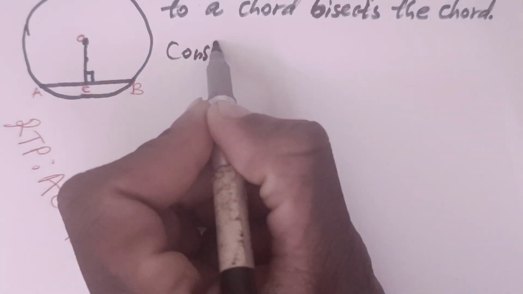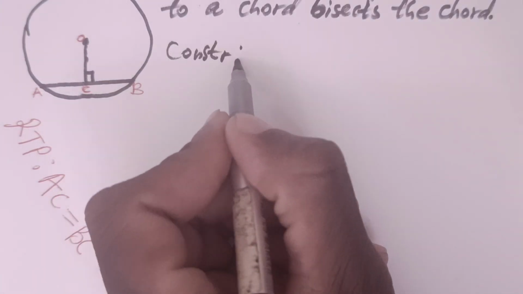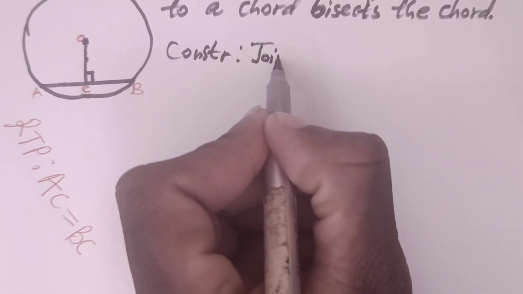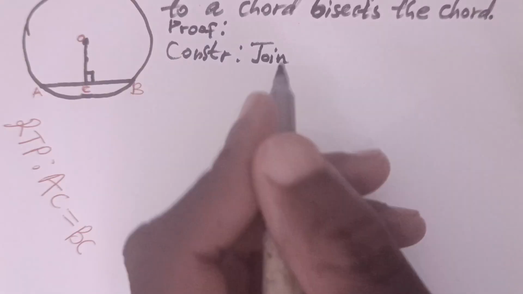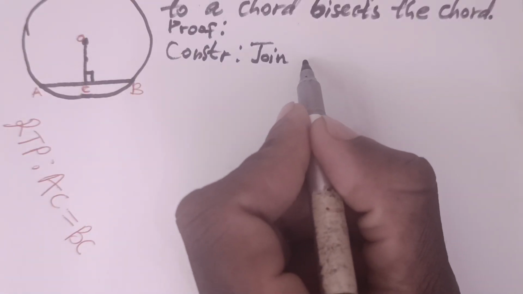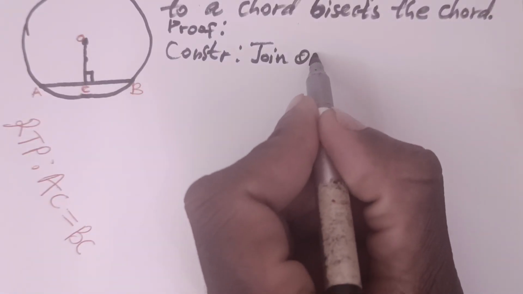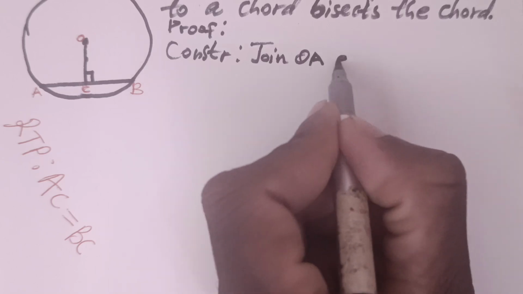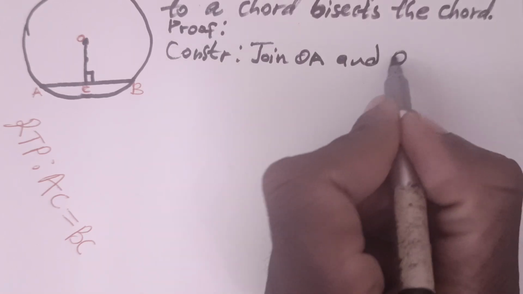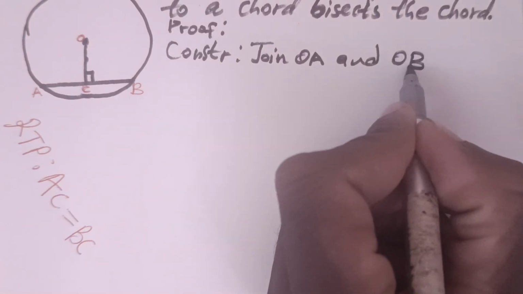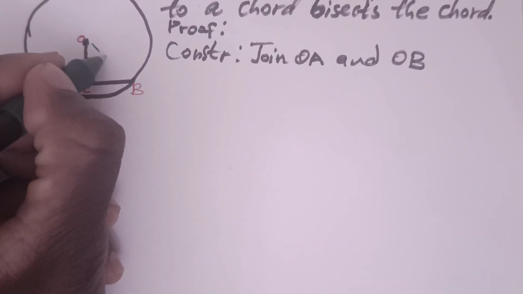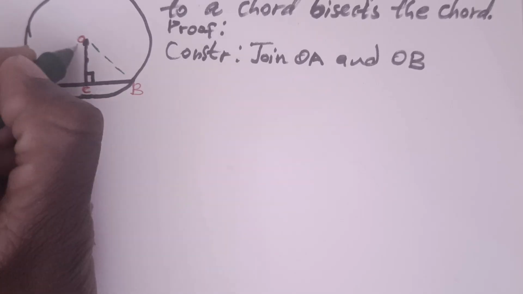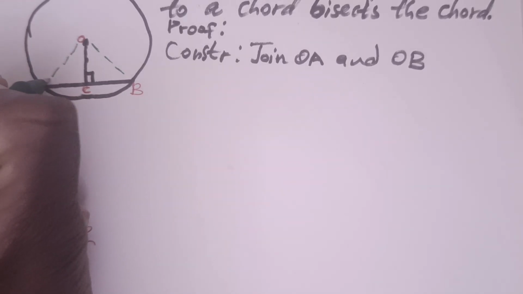As we prove, the first thing that we are going to do is construct. This is our proof now. We are constructing by joining OA, and we are also going to join OB. So we are joining OB now. We are joining OA now.